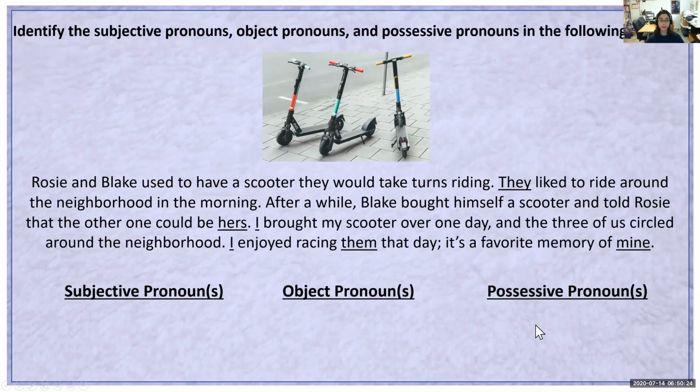What about this passage? Again, we'll be taking the pronouns and putting them in a category for each pronoun. So here's our passage. Rosie and Blake used to have a scooter they would take turns riding. They liked to ride around the neighborhood in the morning. After a while, Blake bought himself a scooter and told Rosie that the other one could be hers. I brought my scooter over one day, and the three of us circled around the neighborhood. I enjoyed racing them that day. It's a favorite memory of mine.